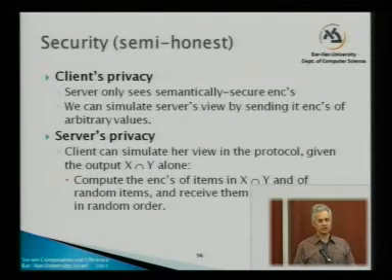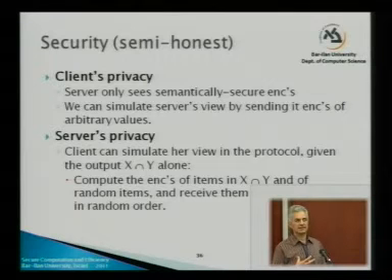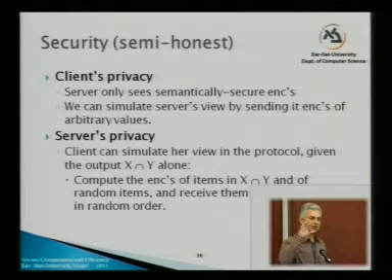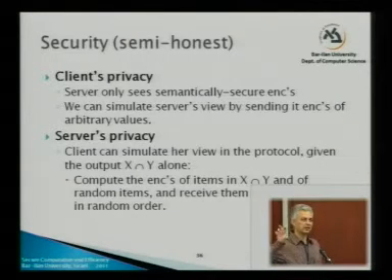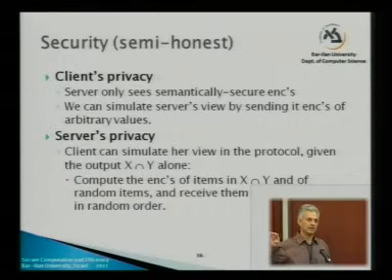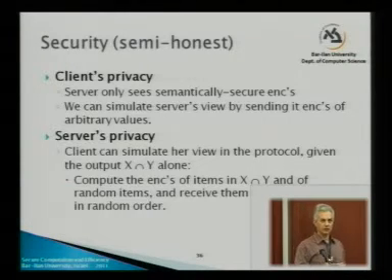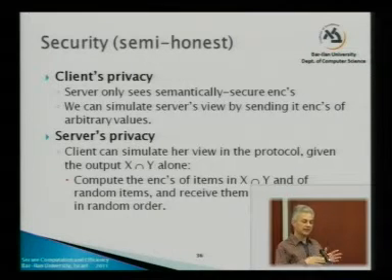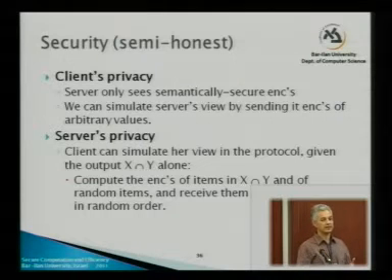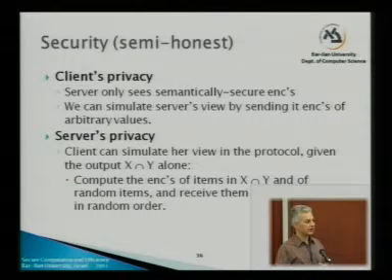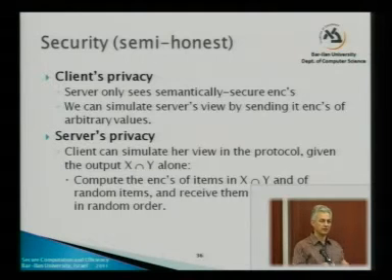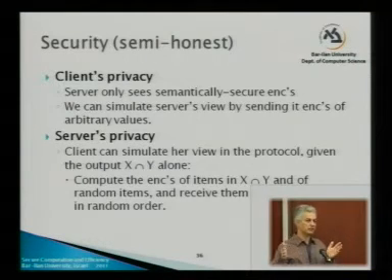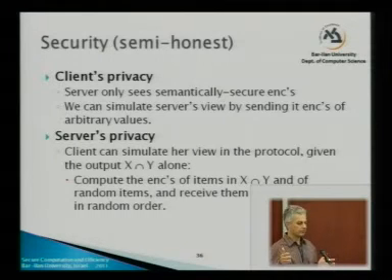What about the server's privacy? Can the client simulate her view? What the client sees is a permuted list of encryptions, which includes encryptions of the values in the intersection and encryptions of random values otherwise. So given the client's input, or at least the number of her inputs, and the size and the values in the intersection, we can simulate the client's view. We send back to the client a list of encryptions, which includes encryptions of the items in the intersection, and as many random numbers as we need. So that's her view, and therefore she learns nothing from the protocol.